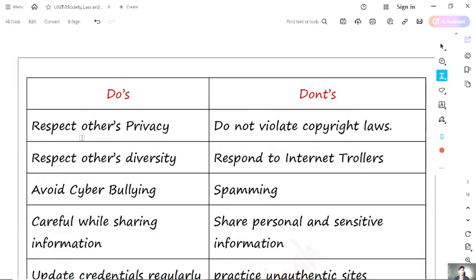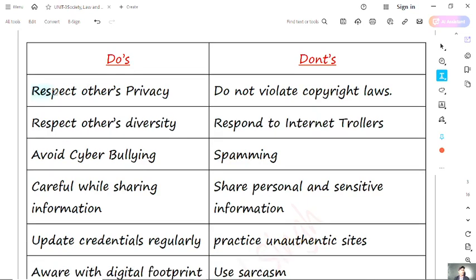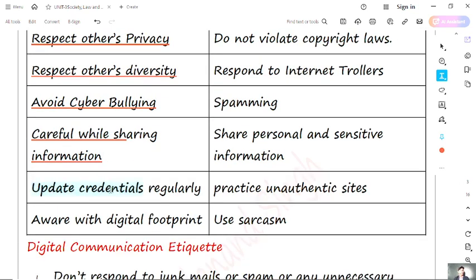Now the second, what we should do and what not to do. I've taken the differences. What we should do: respect other people's privacy, meaning we should respect the privacy of other users over the internet. Next, respect other people's diversities. We should also respect the diversities of others, and avoid cyberbullying. We should not do cyberbullying. We should avoid it. Be careful while sharing information. When we are sharing information on social media or anything, we should be careful about that. Next is update credentials regularly.